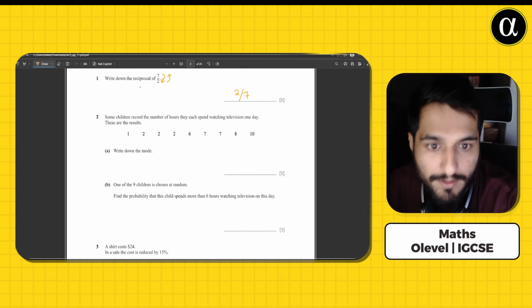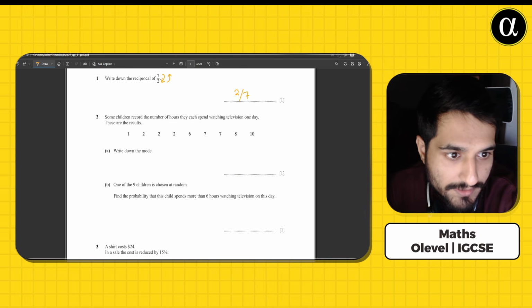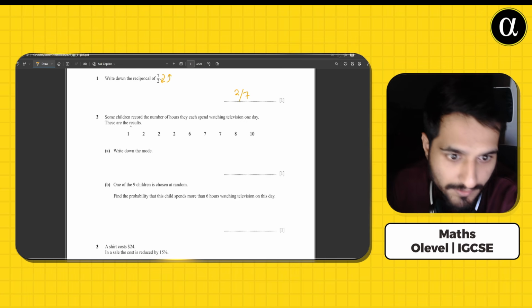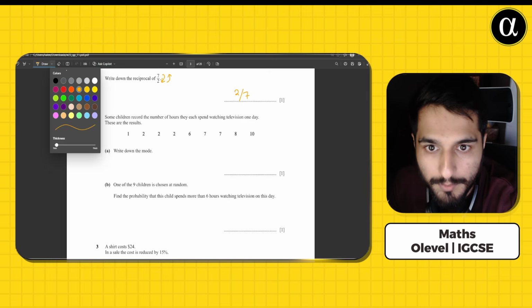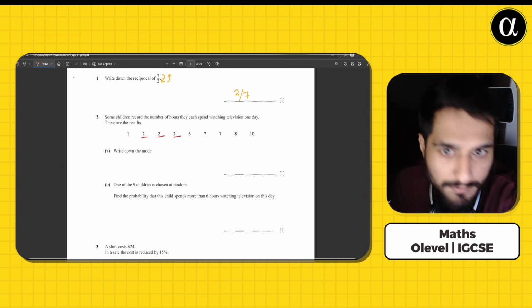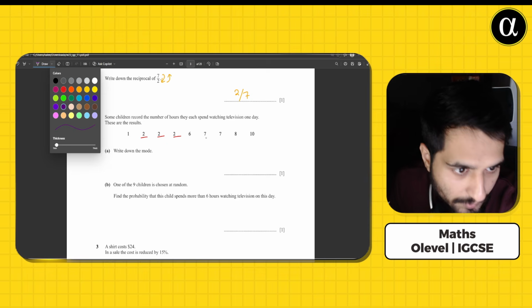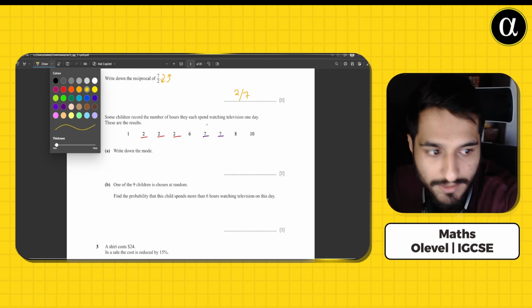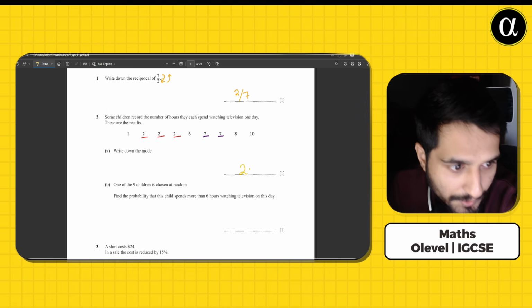It says some children record the number of hours they each spend watching television one day. These are the results. Write down the mode. Mode is the most repeated number. We'll just highlight the numbers that are repeated the most. 2 was repeated 3 times, and 7 is repeated 2 times. So 2 is repeated the most, which is 3 times. Hence the answer is going to be 2.